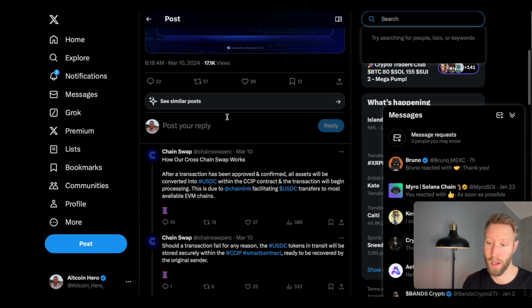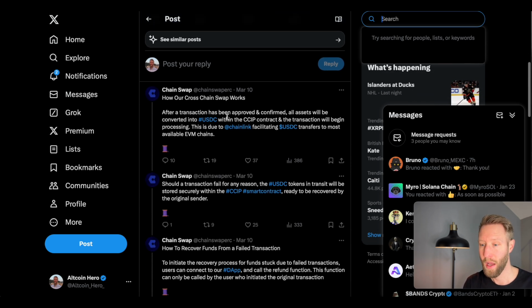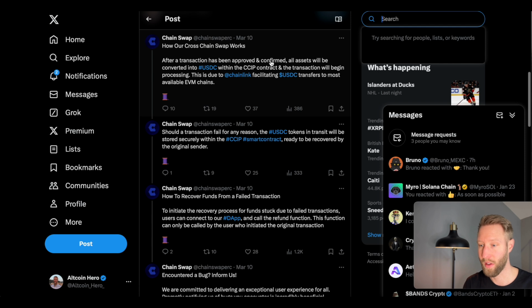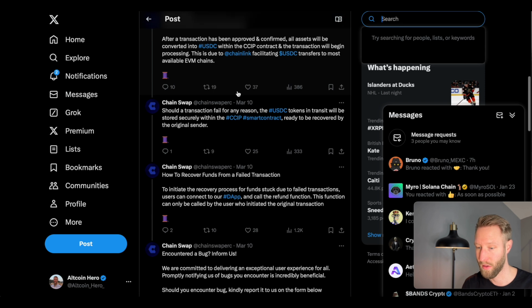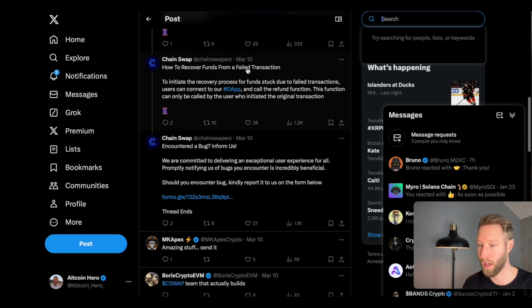However, they're not going to cover you if you send it to the wrong blockchain. But you can see here that once the transactions have been approved and confirmed, all assets will be converted into USDC within the CCIP contract, and the transaction will begin processing. This is due to Chainlink facilitating USDC transfers to most available EVM chains. And so if you have a failed transaction, you can go through this process for recovery.